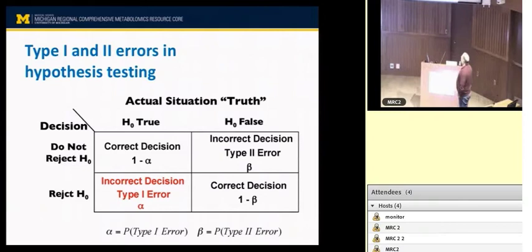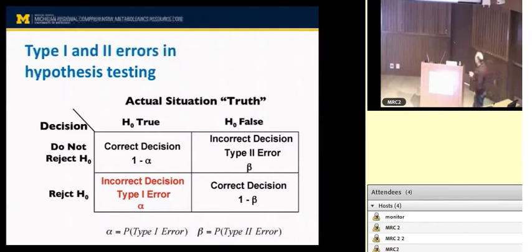One type of error that comes up in this testing is what we call type 1 error. This is where we say that we control the test at the 5% level when people present the result, because the null hypothesis is true and you reject it. So these are the false positives.